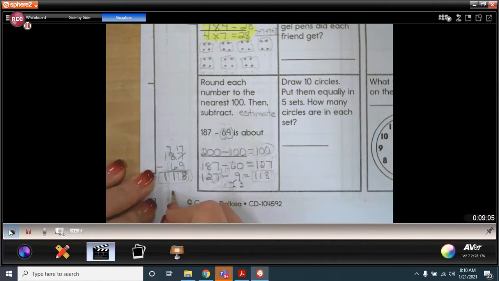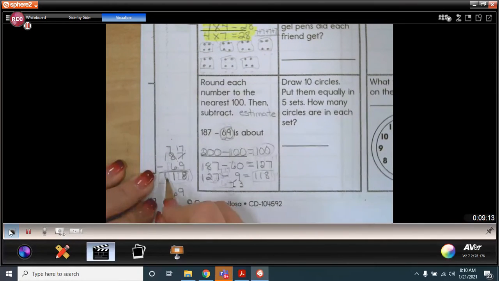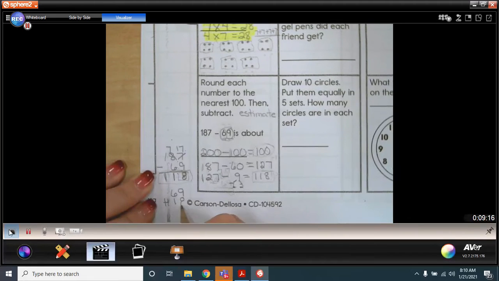I can always use addition to check my subtraction. So if I take these 69 and add 118, I should come up with 187. So 9 and 8 is 17. I carry the 10. 60 and one more 10 is 70, and one more 10 is 80. And the 100 that I added from here, when I subtracted, will give me 187. So I did my subtraction correctly by checking using addition.